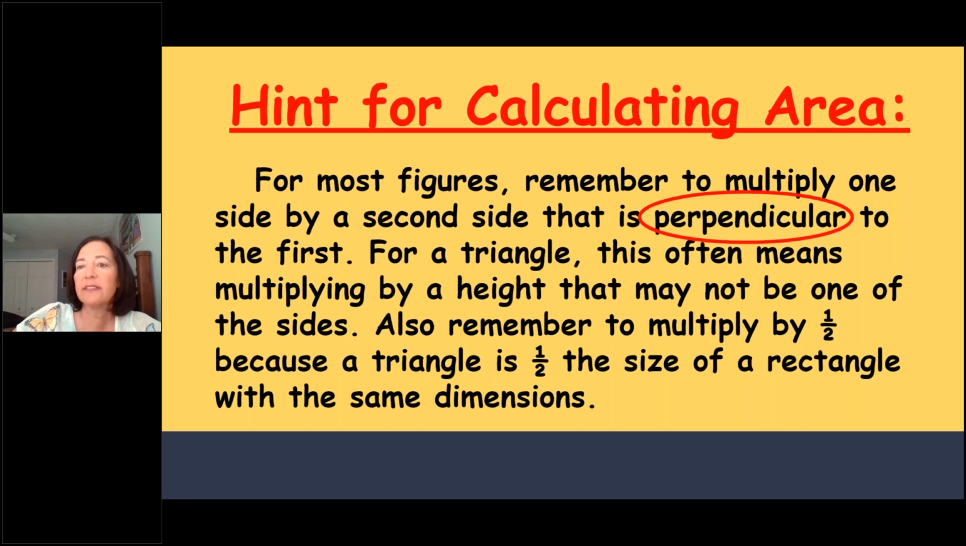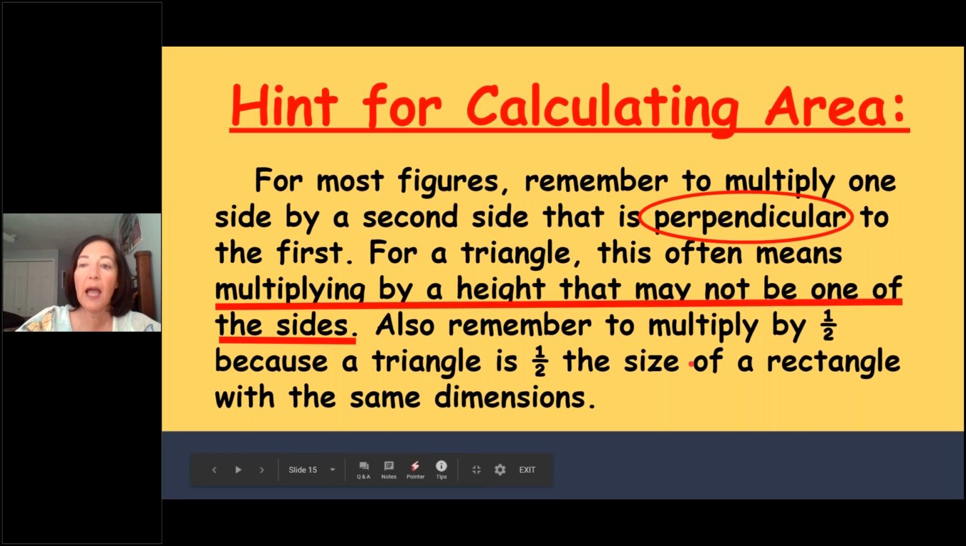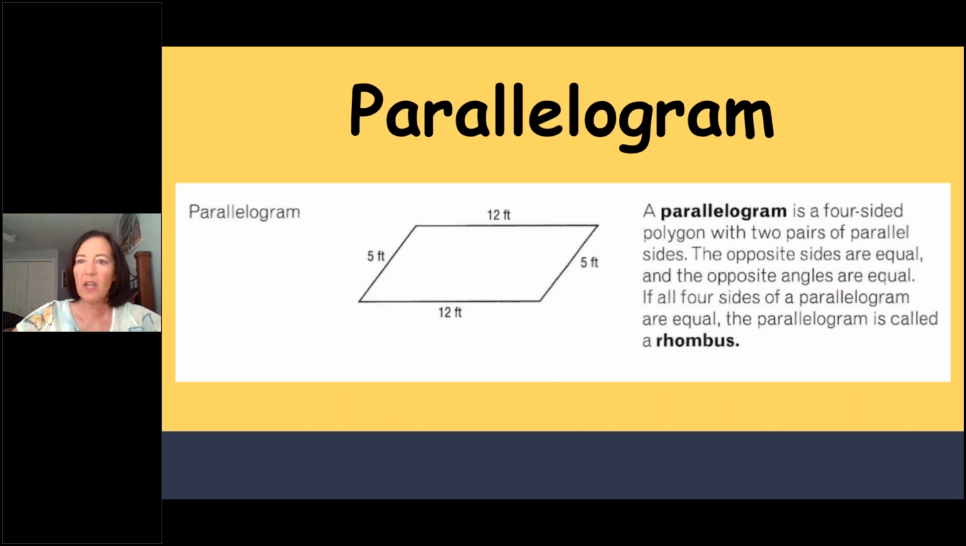It also goes on to say for a triangle, this often means multiplying a height that may not be one of its sides. Like we just saw some examples of that. Also, remember to multiply 1/2 by 1/2 because a triangle is half the size of a rectangle that has the same dimensions. Okay, a couple of definitions here.